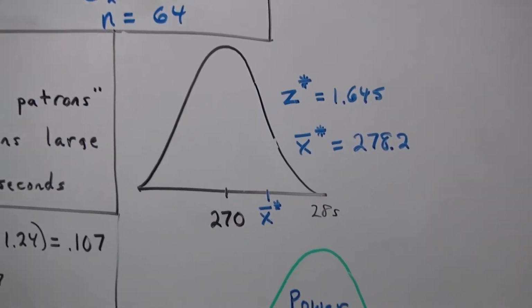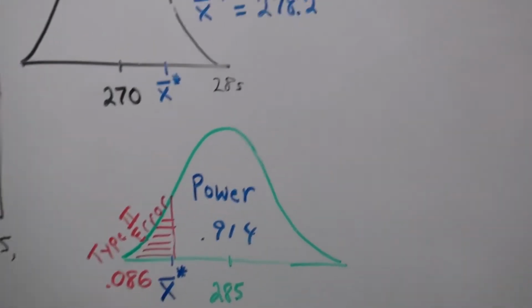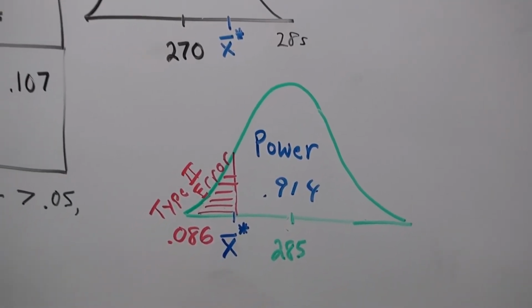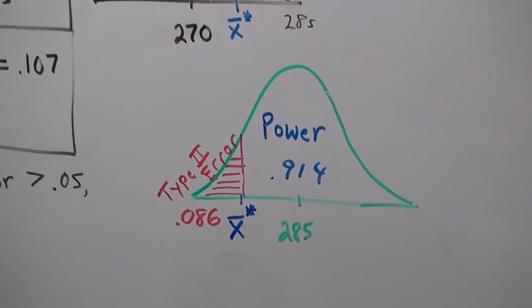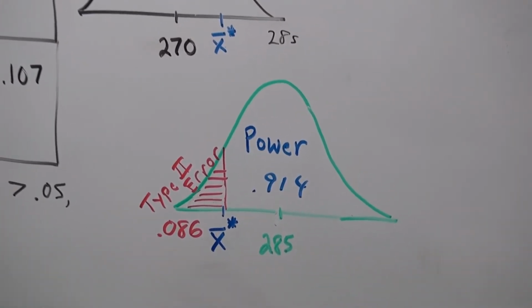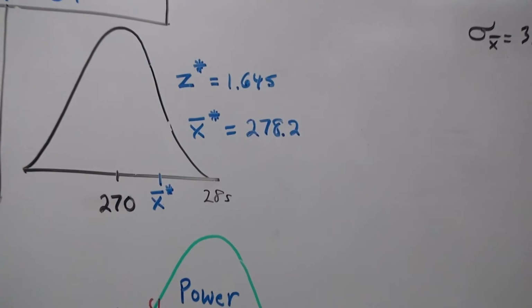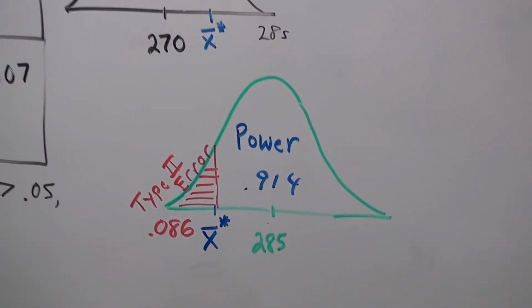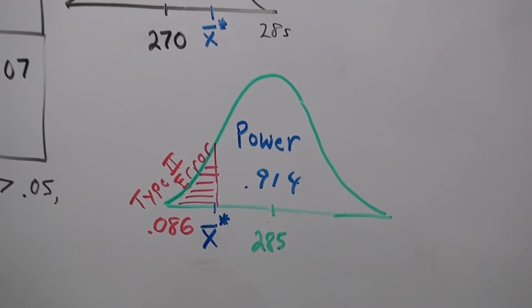So theoretically then, if somebody's going into this real population, they need to get past that critical X bar to reject the null and make the right decision. But we can use normal CDF to say, well, what's the probability that we get less than that X bar, less than 278.2, if we're sampling out of this true population. So we get 0.086, that's just normal CDF.